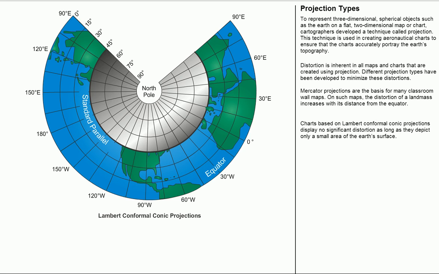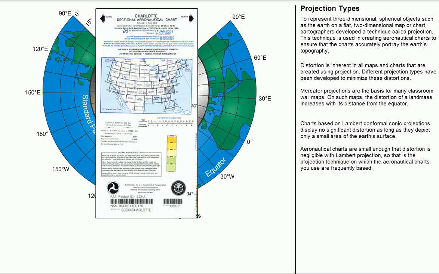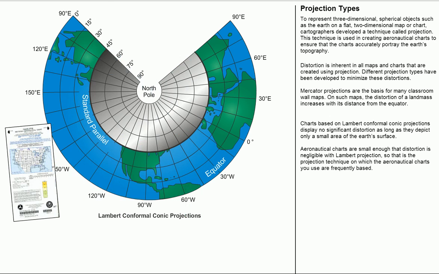When you compare miles on a Lambert chart to actual miles on Earth, the overall scale inaccuracies are insignificant on a single chart. Aeronautical charts are small enough that distortion is negligible with Lambert projection. So that's the projection technique on which the aeronautical charts you use are frequently based.